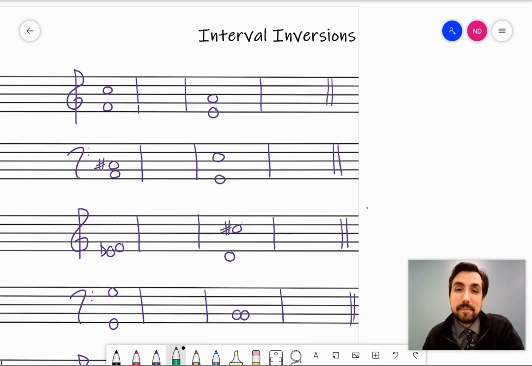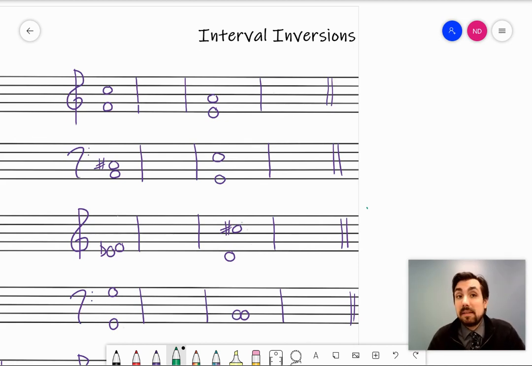Hi everyone, in this video we're going to be talking about interval inversions. The concept of inversion in music theory is an important one and gets used for a whole lot of different topics, but it's first introduced when we talk about intervals. So make sure you've already watched the first two videos on intervals so you know how to identify and write them before you try to invert them.